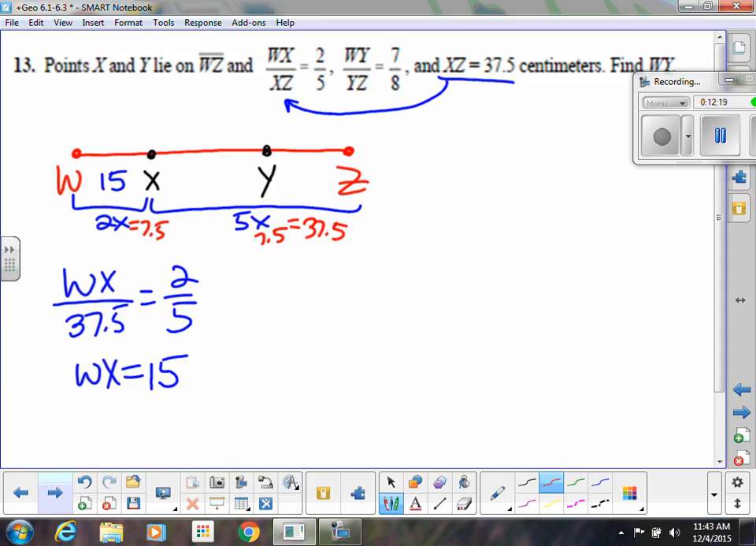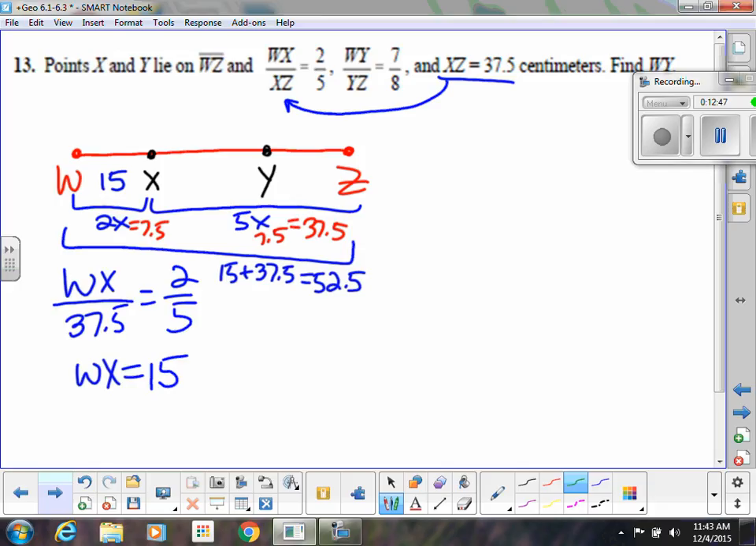So that means this whole length from W all the way to Z is going to be 15 plus 37.5, which gives me 52.5. Okay, so why am I doing all that? Well, I really want to know what that whole length is because I'm going to connect it to the Y part now. Okay, so now I'm going to do the Y part.